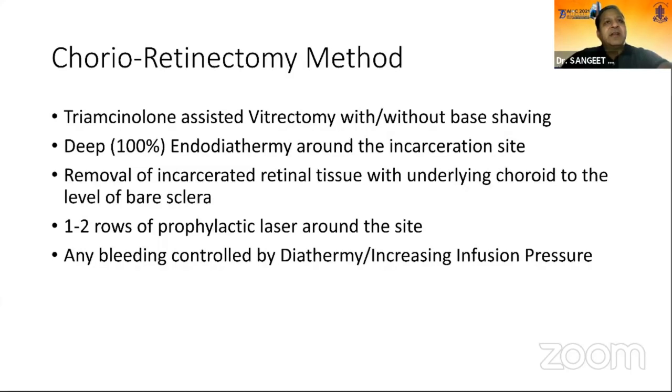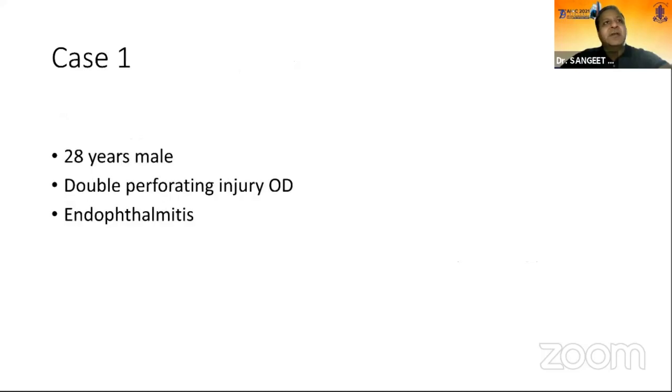So what is the method? A triamcinolone assisted vitrectomy is done with or without base shaving. Then deep 100% diathermy burns are given around the incarceration site. And then the incarcerated retinal tissue is removed with underlying choroid to the level of bare sclera. 1 to 2 rows of prophylactic laser are done around the wound site. And any bleeding which is happening is controlled by diathermy or by increasing the infusion pressure. So this is to understand the concept of chorioretinectomy.